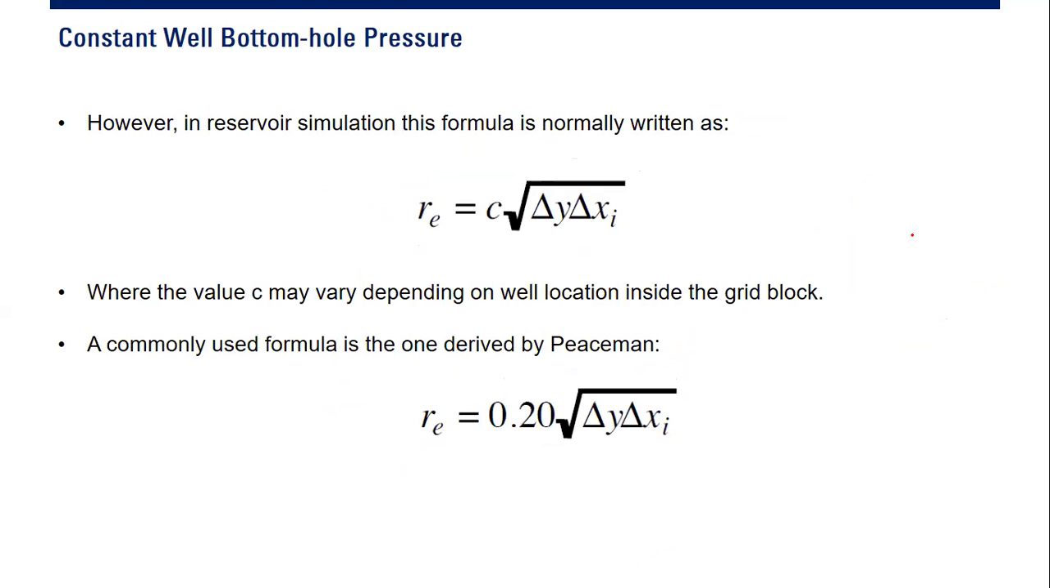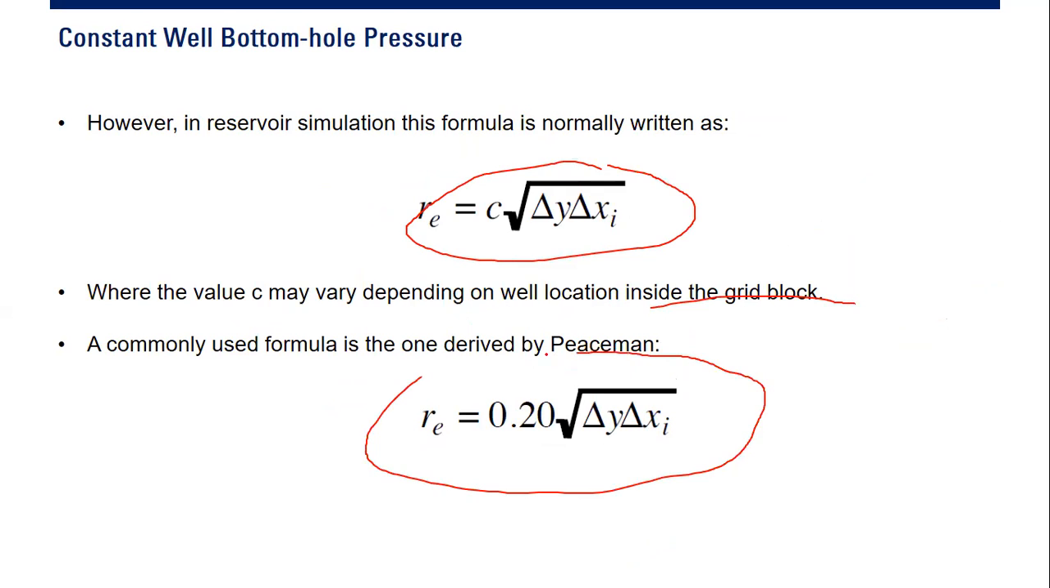In reservoir simulation, this formula is normally written like this one. C may vary depending on the well location inside the grid block, and the commonly used formula is by Peaceman. We can calculate RE as 0.2 multiplied by this one. Okay, that's for the drainage radius.